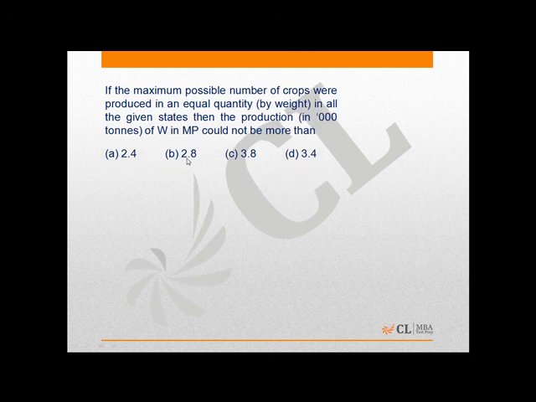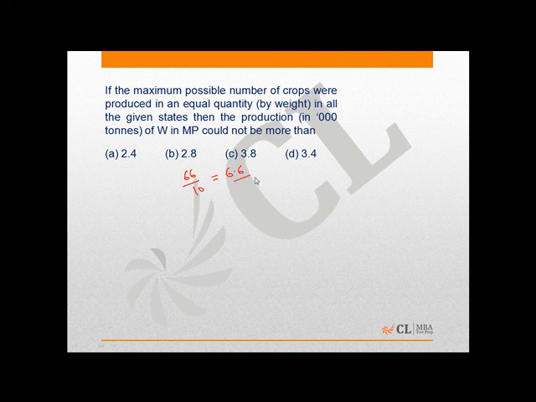This question again talks about the same value. If the maximum possible number of crops were produced in equal quantities by weight in all the given states, then production of W in MP could not be more than what? So we have seen that 66 is the highest quantity. 66 is the summation of all the crops that are produced in equal quantities in all the states, and the average of these will come out to be 6.6.